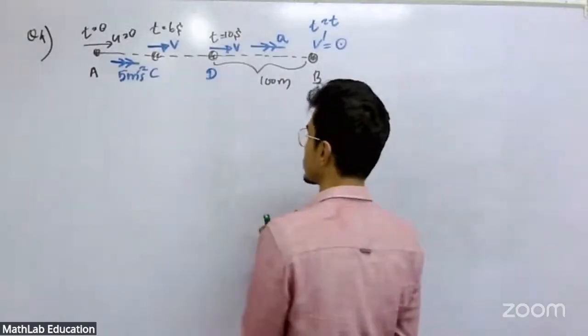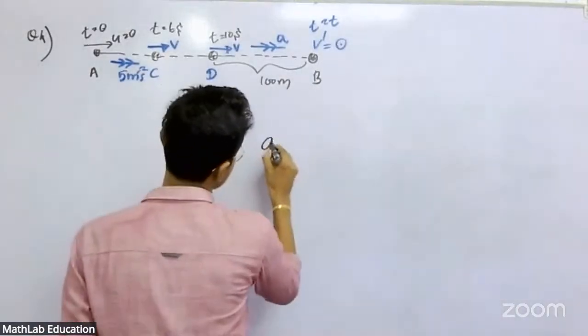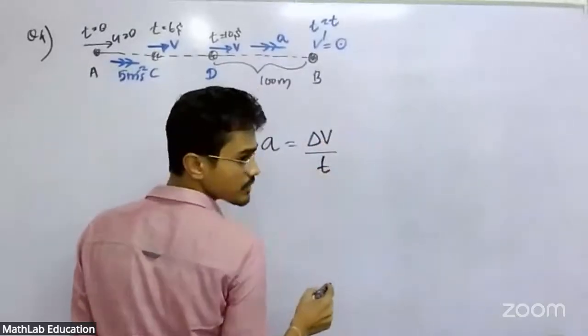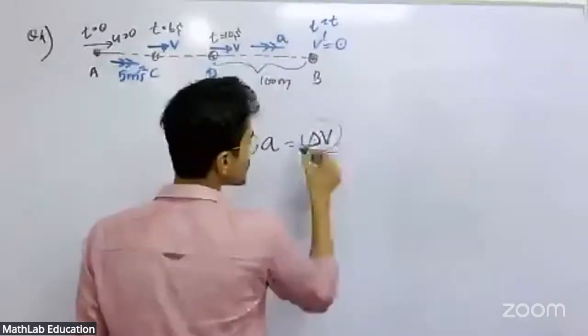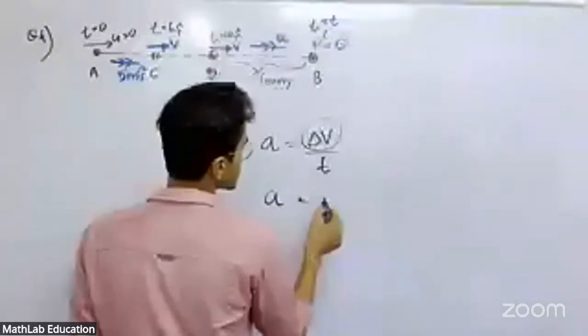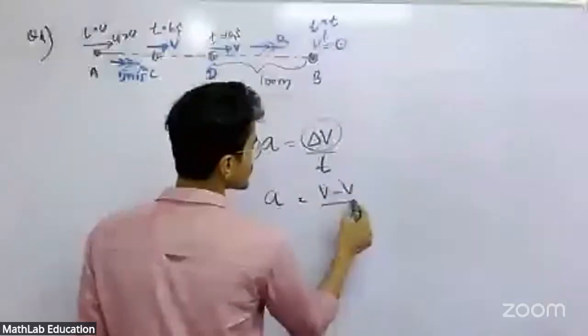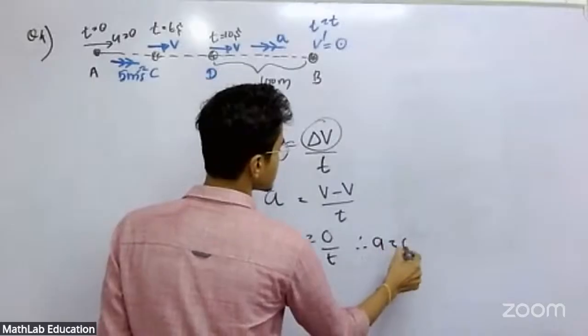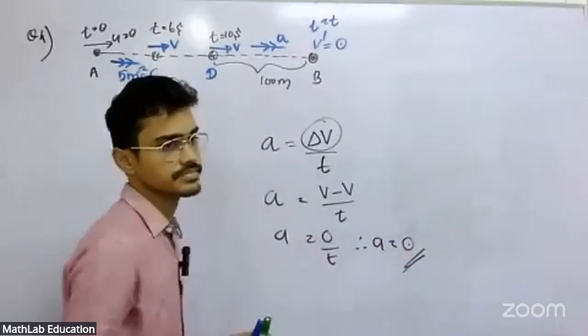This is what happens when moving with the uniform velocity. Acceleration is delta v over t. There is a uniform velocity, and delta v is the change of velocity. There is no change of velocity, because the final velocity is also v and the initial velocity is also v. So that is going to be zero. Therefore, acceleration is zero when an object moves with a uniform velocity, right?